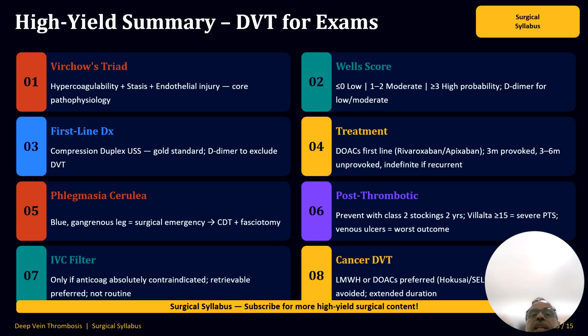Carcinoma DVT generally is treated with low molecular weight heparin or DOAC preferred. For pregnancies, low molecular weight heparin only is given, no DOAC or warfarin. And for orthopedic surgeries or surgical patients, we can use DOAC or low molecular weight heparin therapy for prophylaxis. With that, we come to the end of this topic.